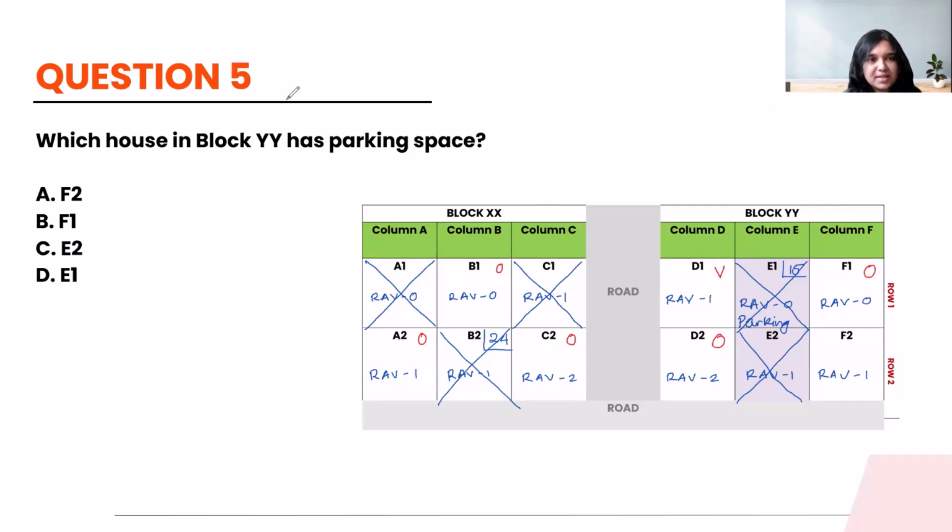And the last question of the set: which house in block YY has parking space? If we take a look at parking space in block YY, we know that E1 is the flat that has parking space available. So that's all for this particular set. I hope you enjoyed the set. It was a medium to difficult level set, but it was an interesting one as well.